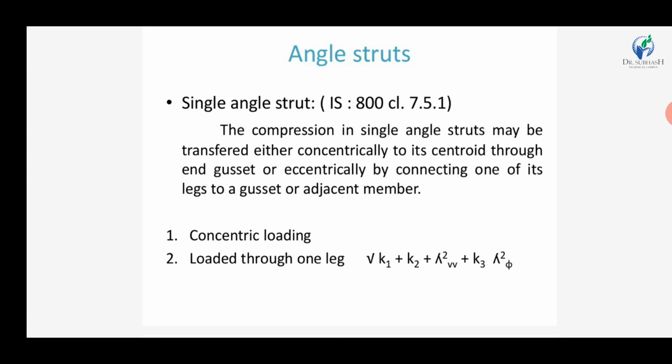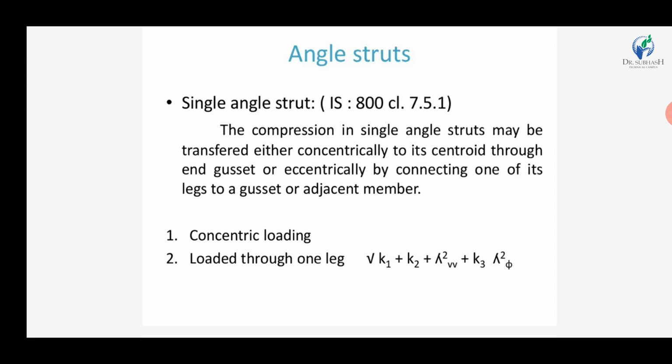Now what is concentric loading? When the single angle is concentrically loaded in compression, the design compressive strength is evaluated as per clause number 7.5.1. So for concentric loading we can use the same procedure as per that clause. The second one is loaded through one leg. The flexural or torsional buckling strength of a single angle loaded in compression through one of its legs may be evaluated using the equivalent slenderness ratio lambda E.